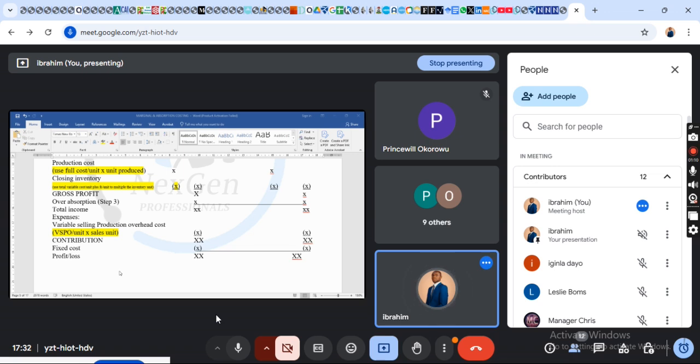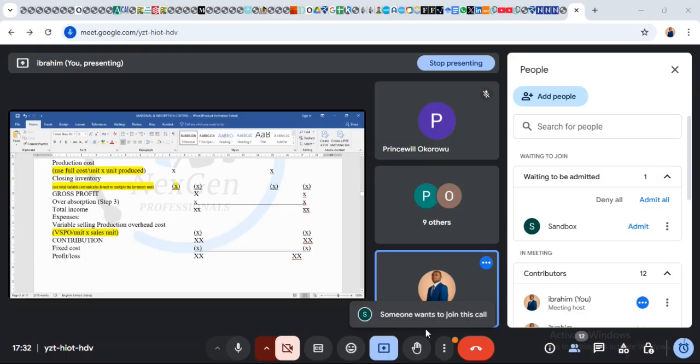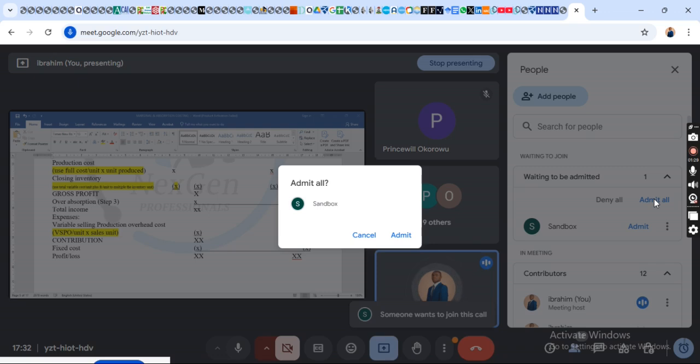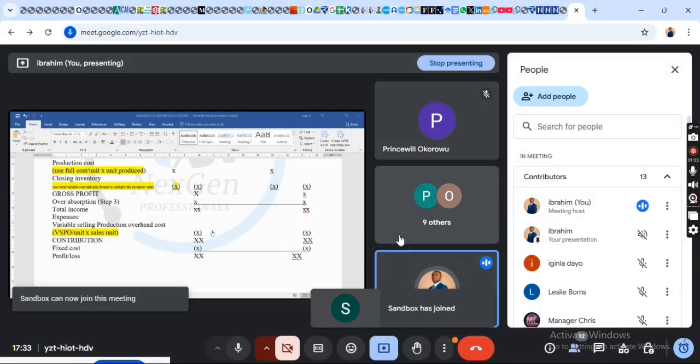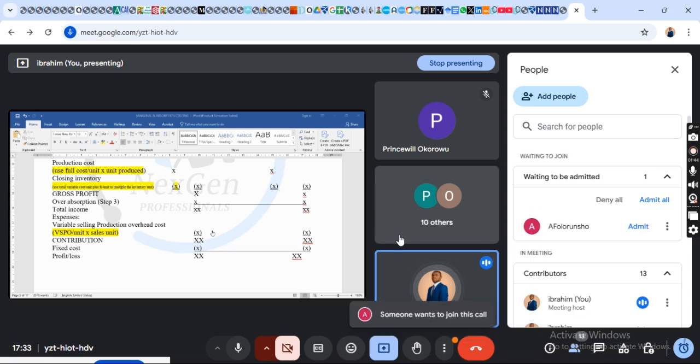Your variable selling production overhead cost will still remain your VSPO, which is variable selling production overhead. The variable selling production overhead per unit times the sales unit. It still remains the same.